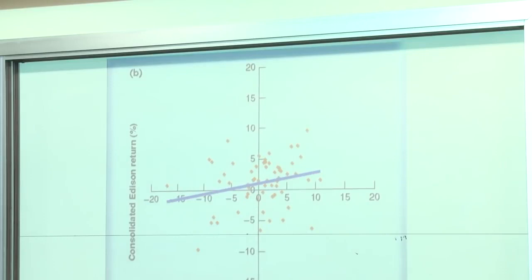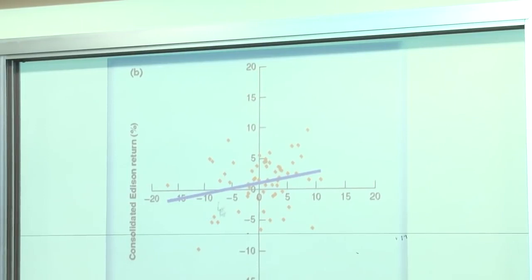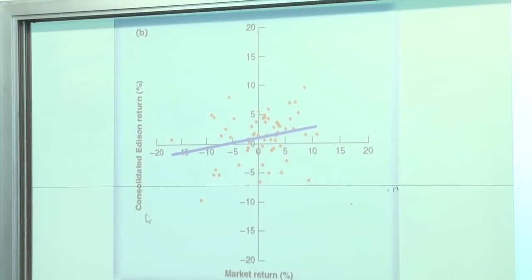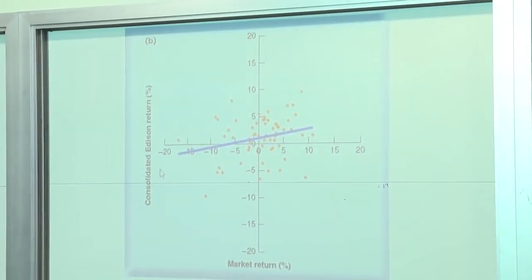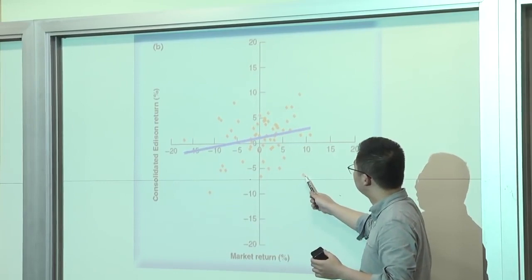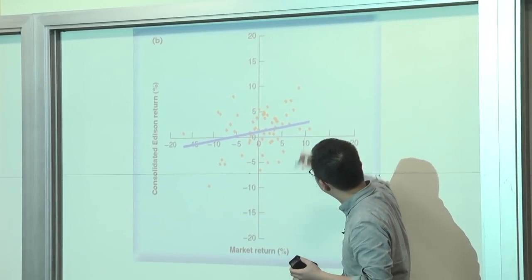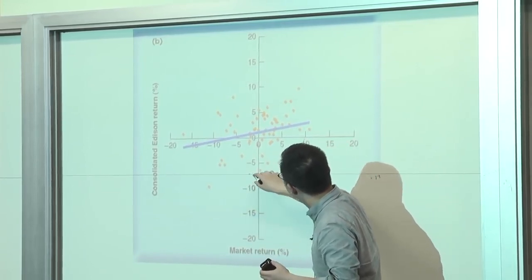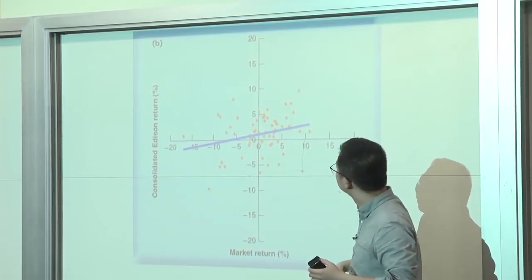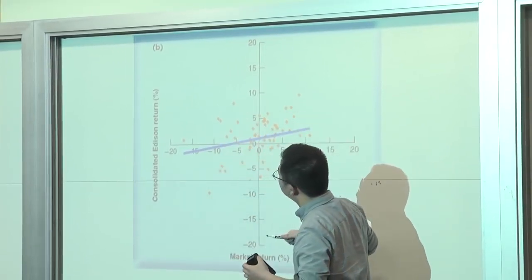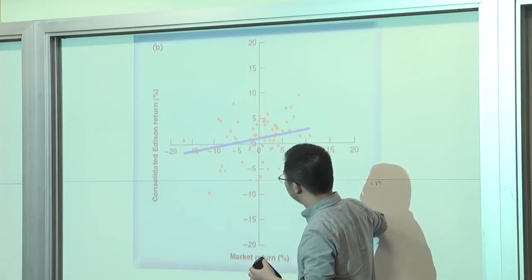So this is how we find the beta empirically. All these dots are historical observations on the market return and the return of Edison. Each of these dots is a trading day. Say on that day, market return gives you around 10%, but the Edison stock gives you -6%. And this scatter plot gives you a general impression of how the stock's return moves with the market return.